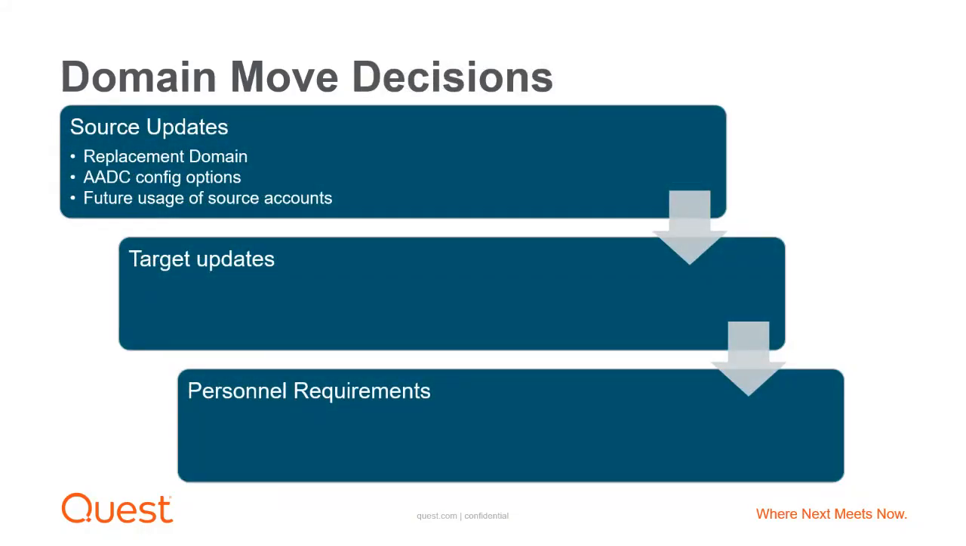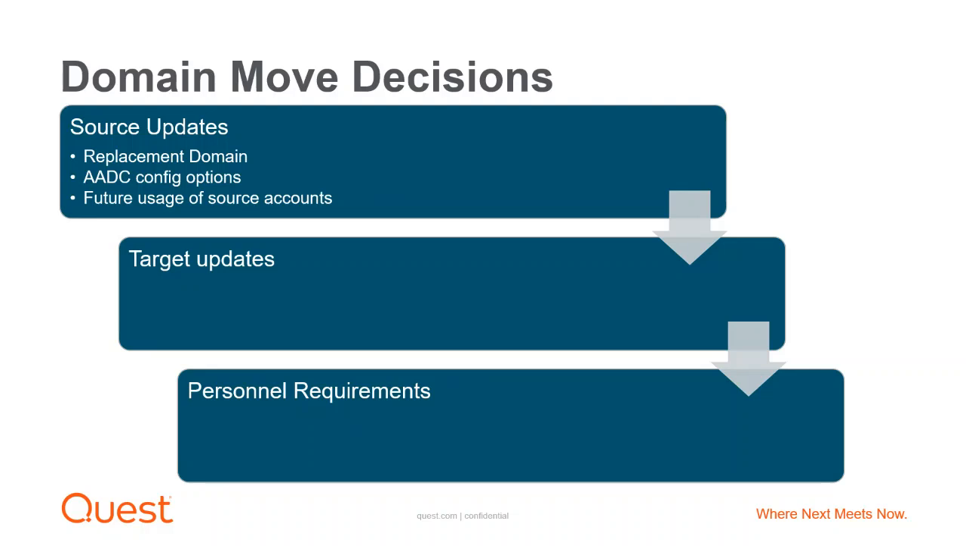There are also some key decisions to make as you prepare for this domain move. You will need to choose a replacement domain that can be assigned to the source objects. For instance, when you change a UPN, you can't just remove the domain suffix. You have to choose a new suffix.